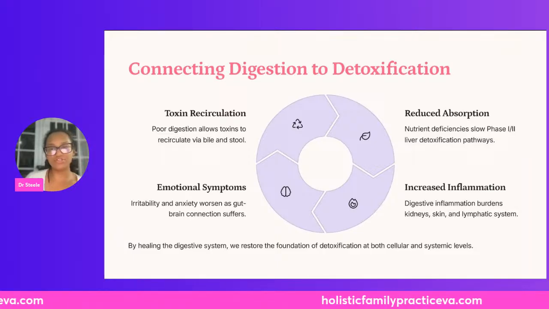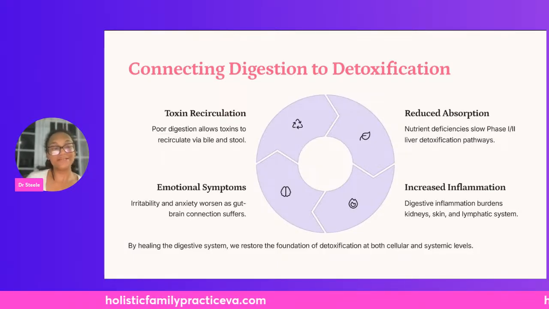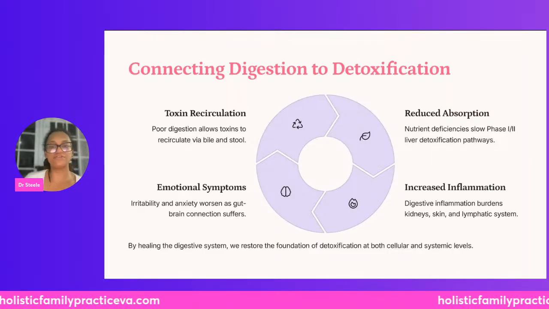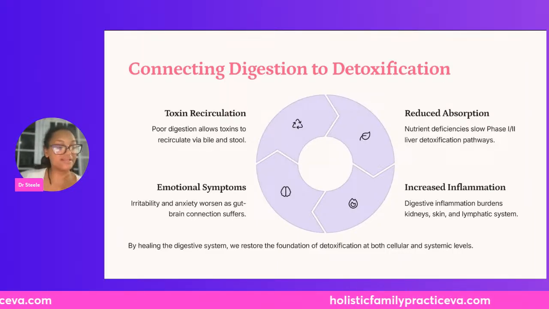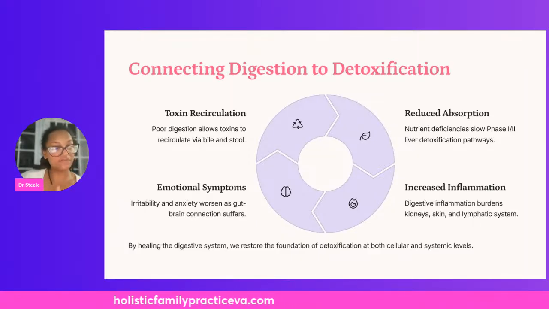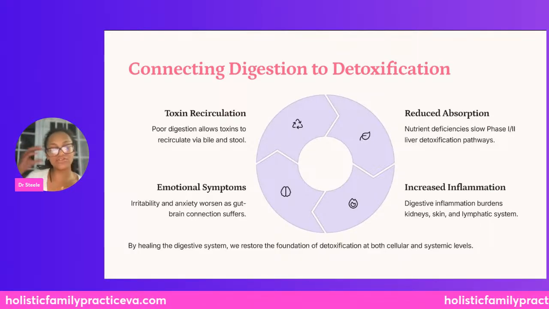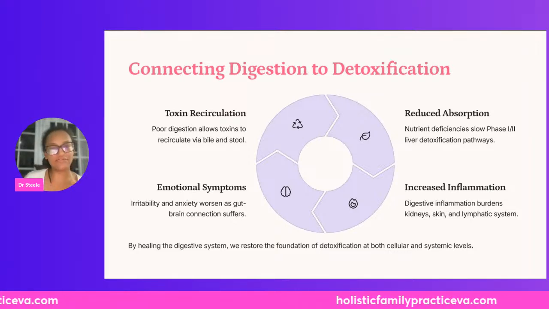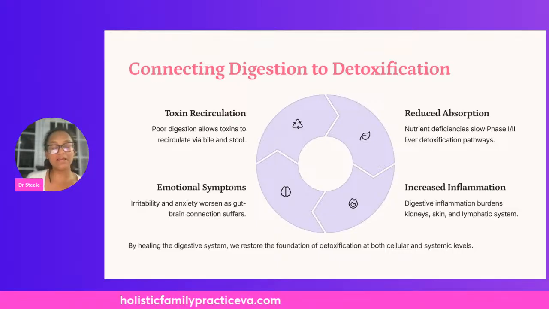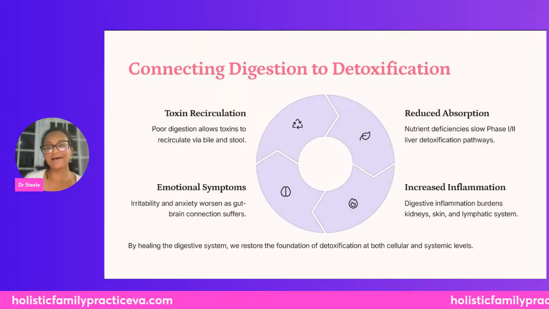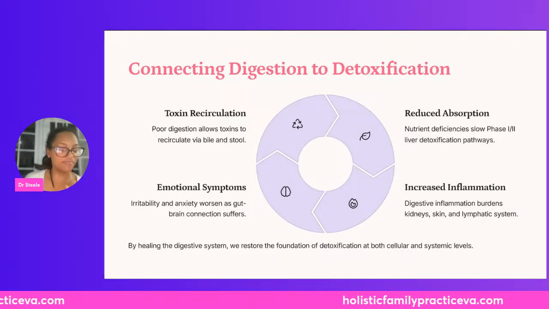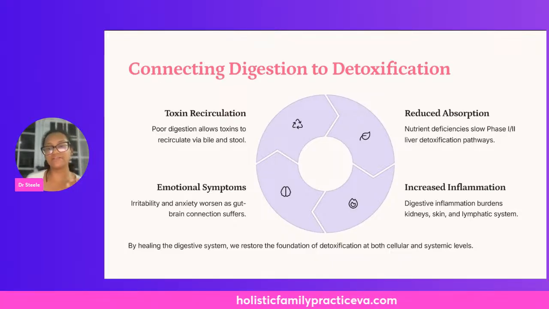Also, we want to make sure that we support any nutrient deficiencies that are in the body, because that can slow our phase 1 and our phase 2 liver detoxification pathways. Next week, we really start in on phase 1, phase 2, phase 3 liver detoxification, and I'll break all that down for you so you can understand what's happening with the liver. Also, you want to minimize any inflammatory process on any of your primary or secondary eliminatory organs, like your kidneys, your skin, your lymphatic system.